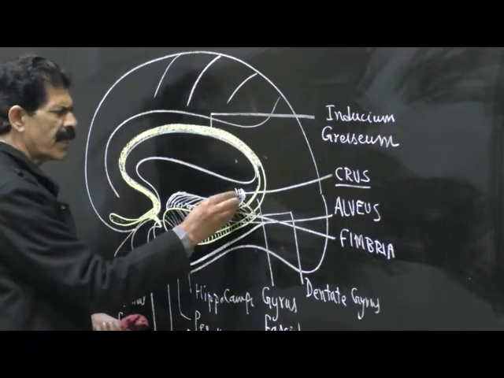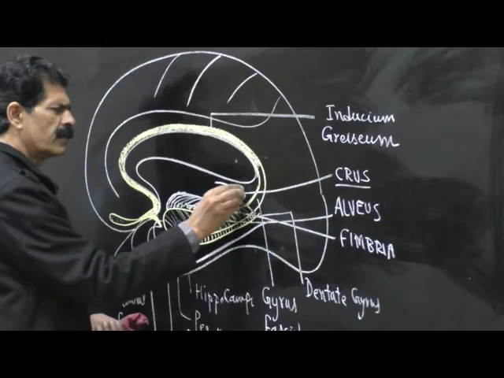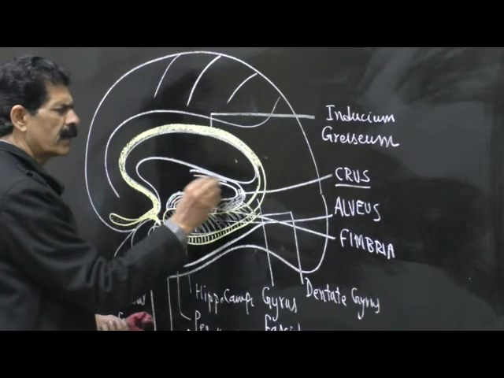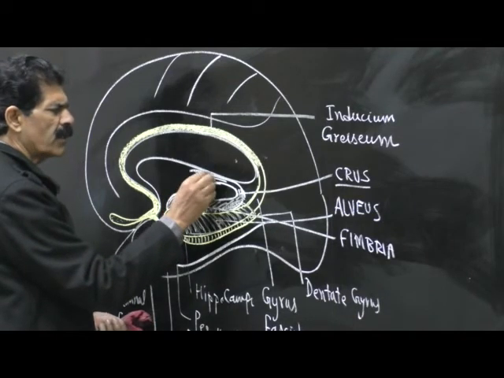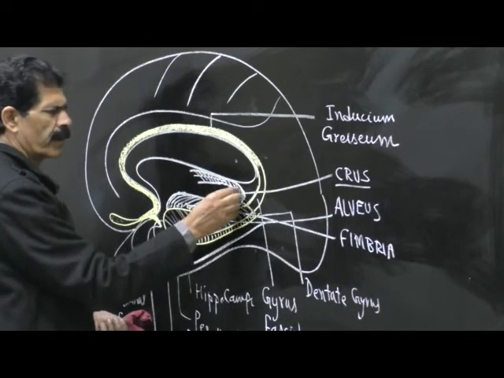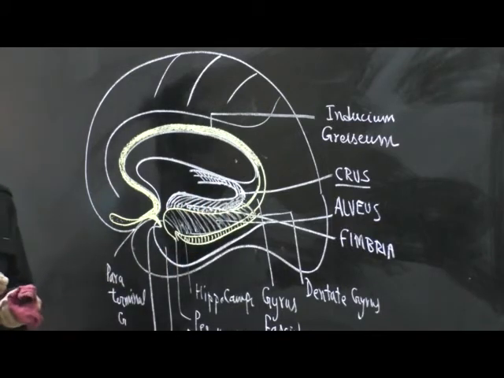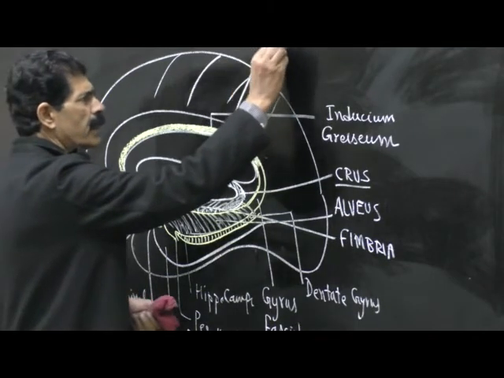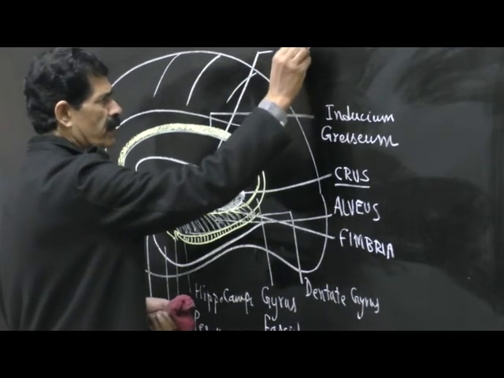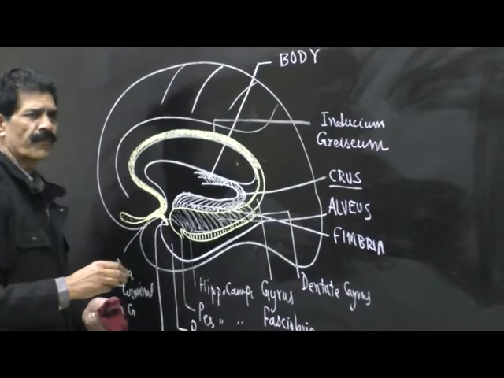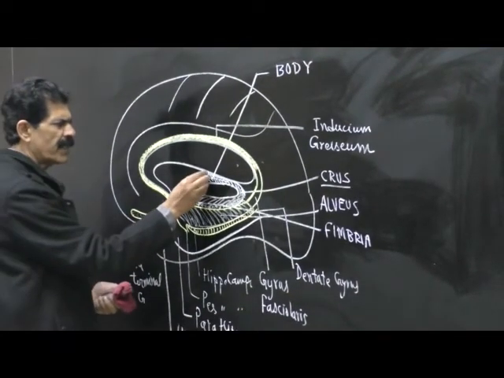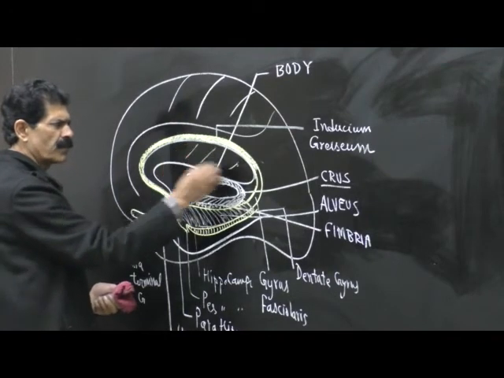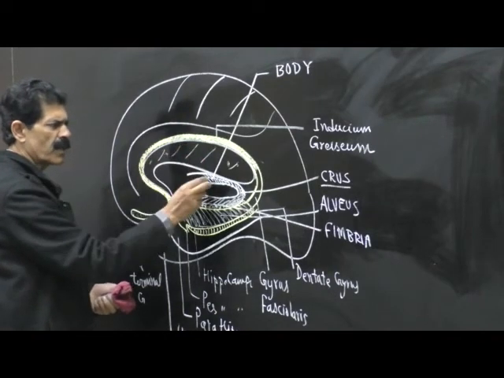Then the crus of the right side meets with the crus of the left side. So two crura join together below the corpus callosum. And when both the crura of the right and left cerebral hemispheres join in the midline, the structure so formed is called the body of the fornix. And this body of the fornix lies below the body of the corpus callosum, or trunk of the corpus callosum.